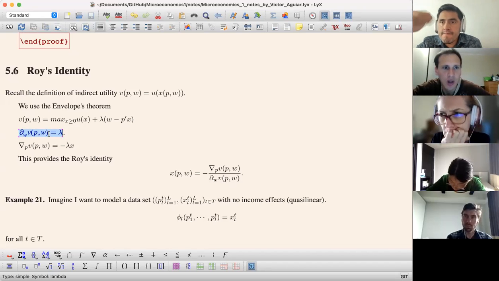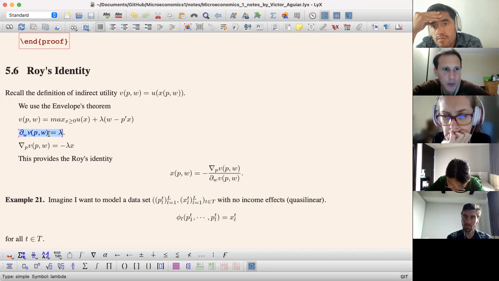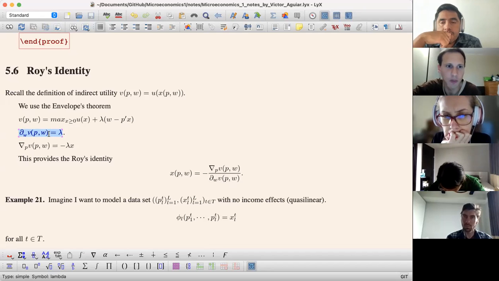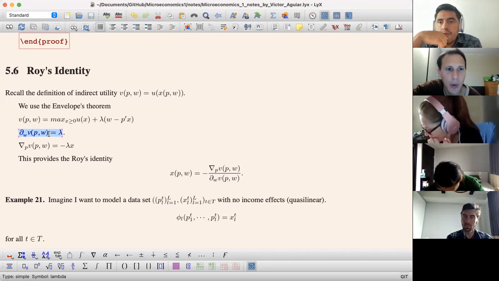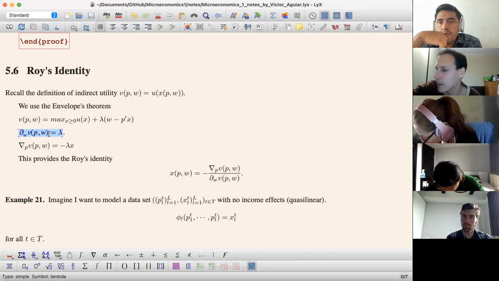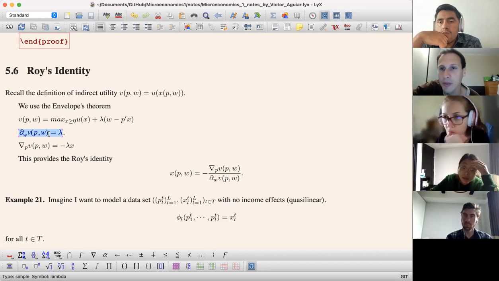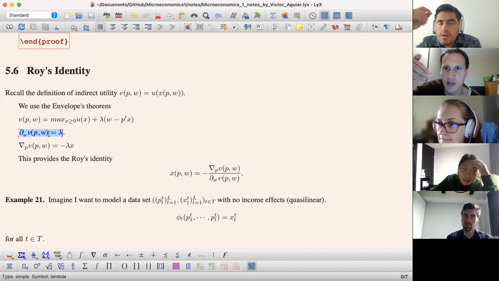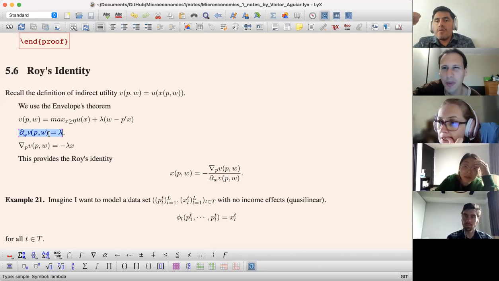Can I ask a quick question? Yep. So in the second first order condition, when we take the derivatives of the indirect utility with respect to the vector of prices, what will be the name of the economic concept of each of the elements in that vector? Each of them is the derivative of the indirect utility with respect to each of the prices. So what is the economic concept of that?